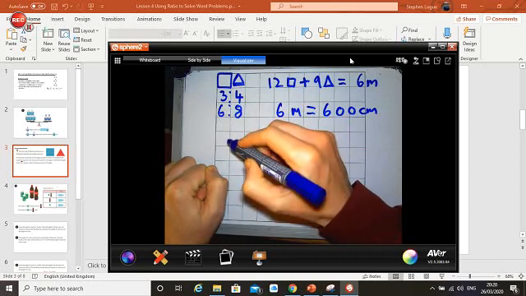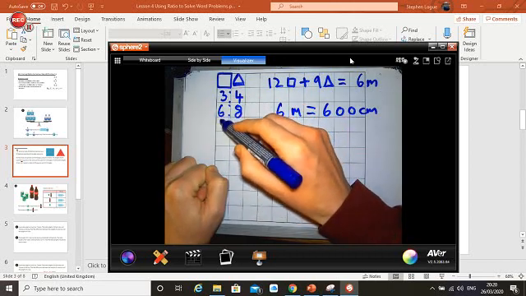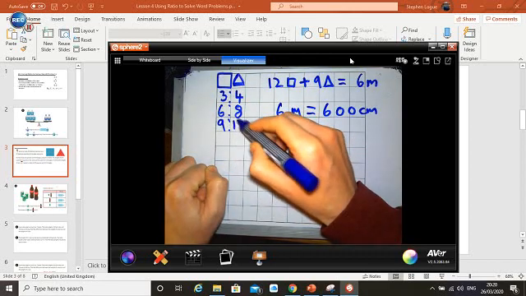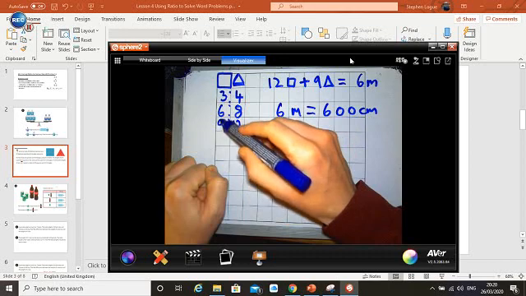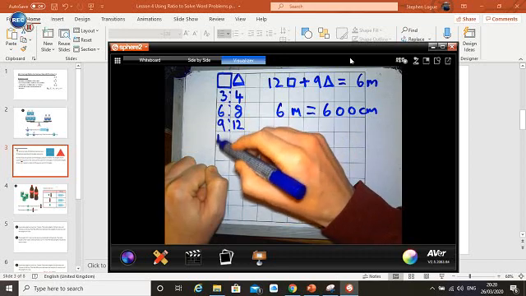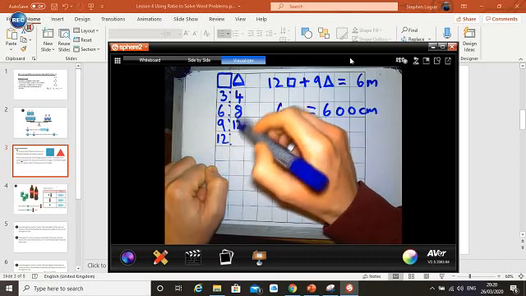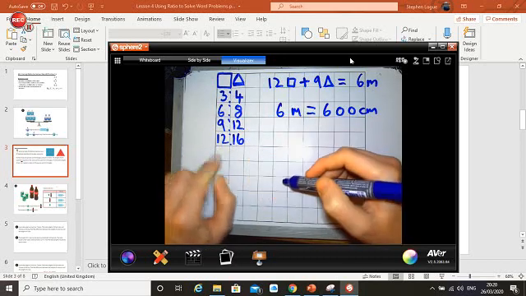Now we can use this information to find out how much it takes to make the one triangle. 600 divided by 25. 25 into 6 we can't do. 25 into 60. Well, 2 times 25 is 50.